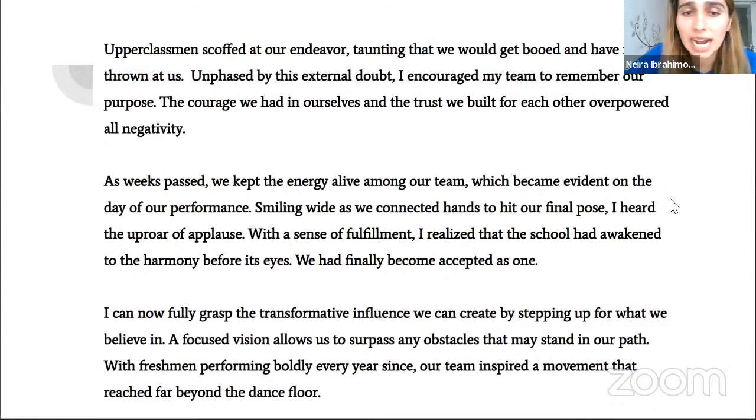I can now fully grasp the transformative influence we can create by stepping up for what we believe in. A focused vision allows us to surpass any obstacles that may stand in our path. With freshmen performing boldly every year since, our team inspired a movement that reached far beyond the dance floor.